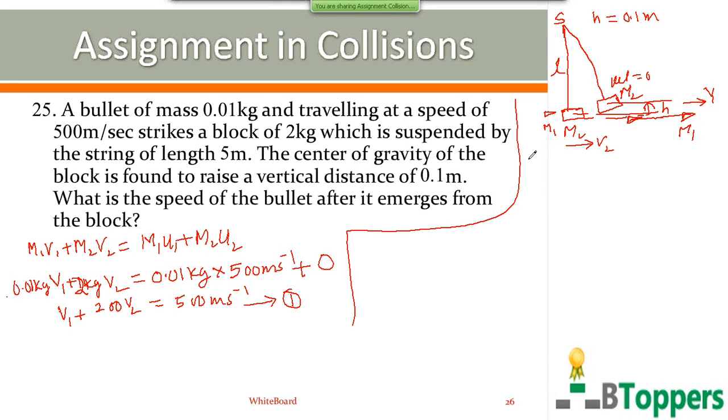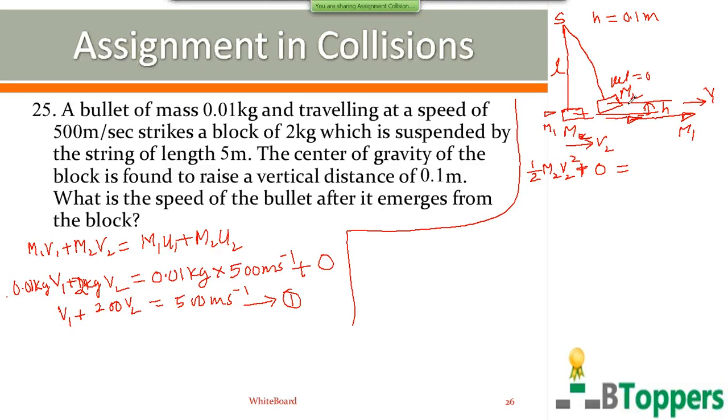But you can apply conservation of energy for motion of the block after collision. Once the bullet comes out of the block, the total mechanical energy of the block after collision at the lowest position can be equated to the total mechanical energy of the block at the highest position. We can choose the lowest position as the reference for measurement of gravitational potential. So the kinetic energy of the block just after collision at the lowest position is half m2 v2 square. Gravitational potential of the block at the lowest position can be taken as 0.